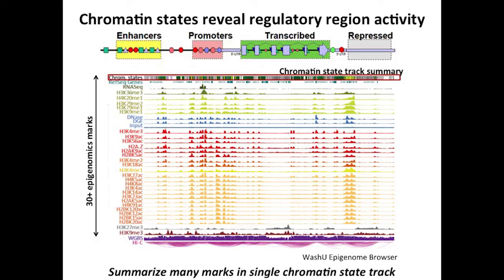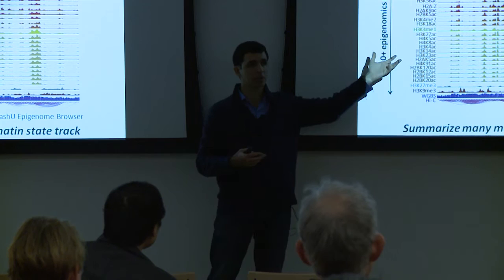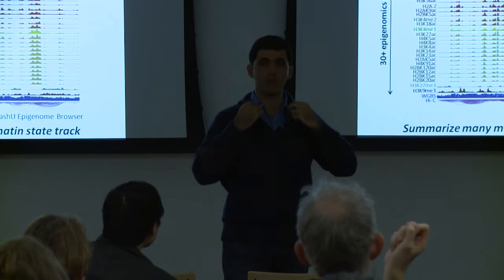Great. So we have to, however, summarize this information, because this is daunting information. And this is just for one of 127 cell types that we have mapped. We can't possibly have, you know, thousands of tracks on at the same time in our genome browser in order to interpret it. Do you have a question?